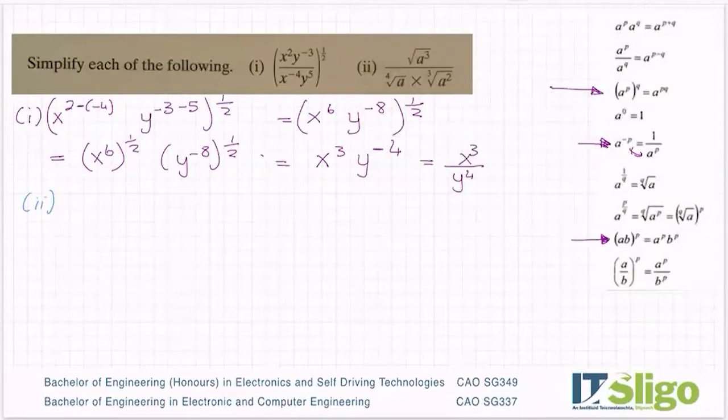I have root a cubed. I'll just delete out all of the rules here because we're going to use them all again. I have root a cubed over 4 root a by 3 root a squared. Okay, so the first thing here is you get rid of the square root signs. In other words, you write them with indices because you kind of need them as base number to a power before you can manipulate them.